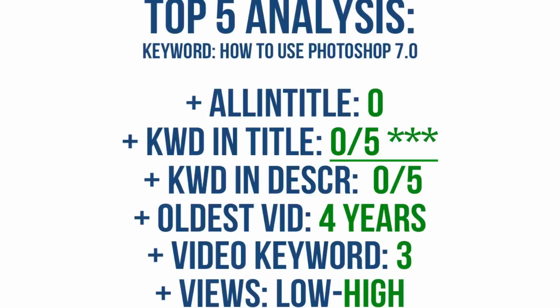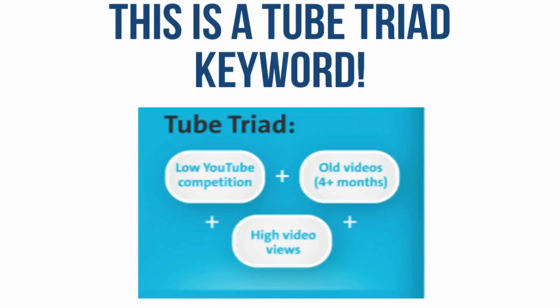And finally, looking at the views, there's a few low views there, but also there's high views. And that's one of the critical factors in making sure this is a tried keyword. The good news is this meets all the qualities, this is a tube triad keyword. Low competition, old videos within the top 5, and a high amount of video views. You see, YouTube is starving for fresh, relevant content, and this keyword is a perfect video to target on YouTube.